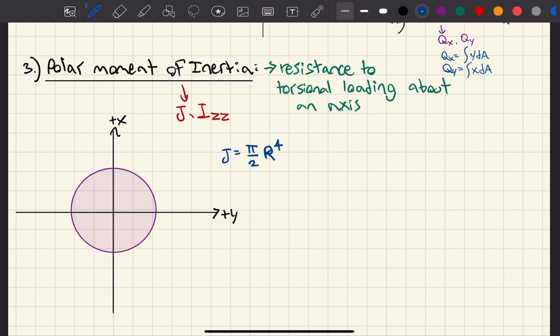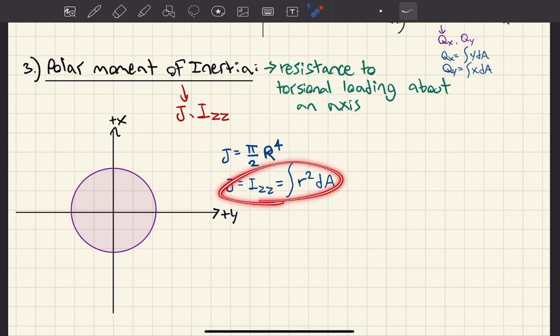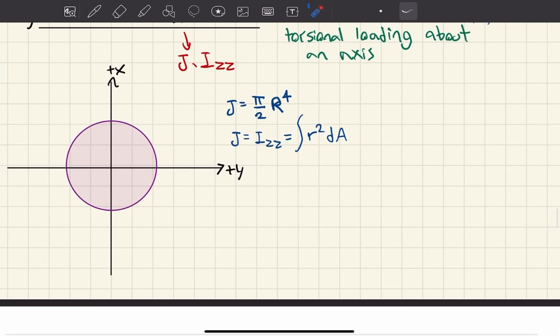But if we wanted to actually do the integral version, we're going to get that our polar moment of inertia is equal to the integral of r squared dA, right? Okay, again, how do I get from here to here? We're already done with the conceptual stuff. Let's do the derivation, kind of. Okay, well, let's make this a bit smaller.